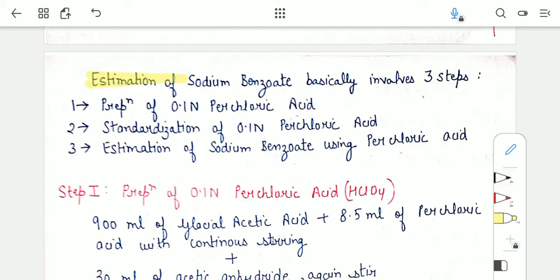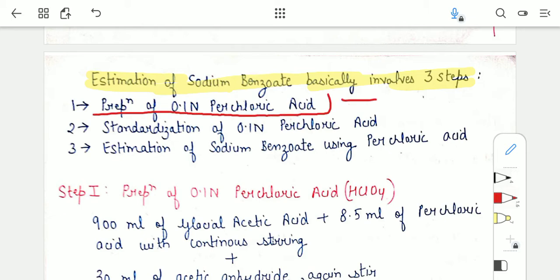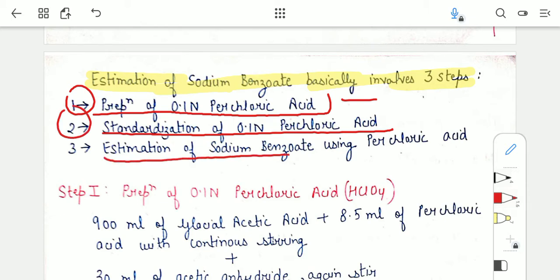The estimation of sodium benzoate basically involves three steps. The very first step is the preparation of 0.1 normal perchloric acid. Perchloric acid is our titrant. The second step is the standardization of 0.1 normal perchloric acid. The perchloric acid which we prepare in the first step, in the next step we will standardize it, and the final step is the estimation of sodium benzoate by using the perchloric acid which we have prepared in step 1 and step 2.